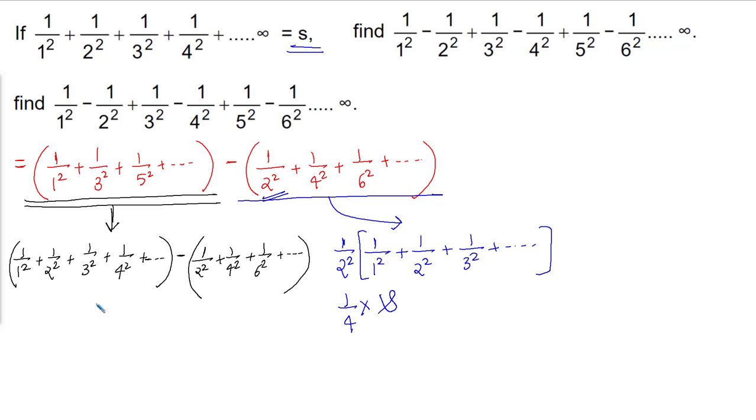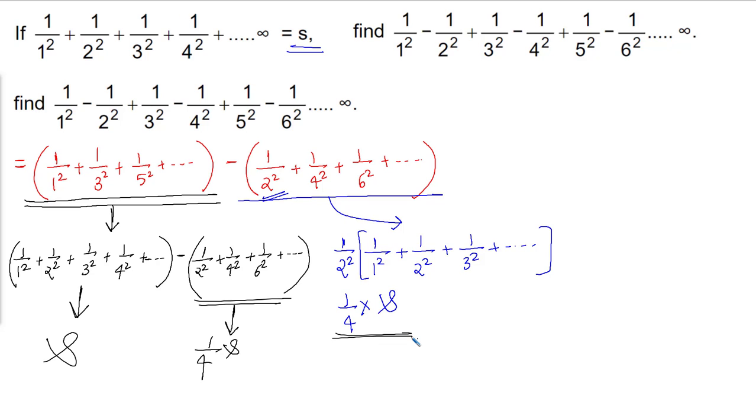So can I say this first bracket is equivalent to s minus the even terms? And this second bracket is equivalent to what? The second bracket is equivalent to 1 by 4 into s, as we calculated earlier. The second bracket is 1 by 2 square plus 1 by 4 square plus 1 by 6 square and so on. The value of this bracket is nothing but 1 by 4 into s.